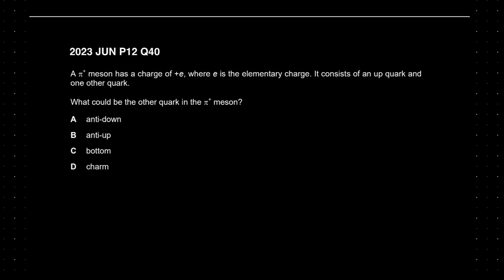40, a pi positive meson has a charge of positive E, where E is the elementary charge. It consists of an up quark and one other quark. What could be the other quark in the pi positive meson? So if it is an up quark, then remember that up, charm, top, all of these are positive 2 by 3 E. So for the total to be positive E, there must be another positive 1 by 3 E coming in, right?